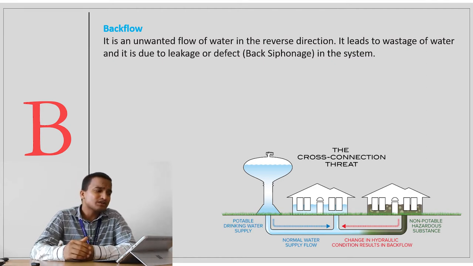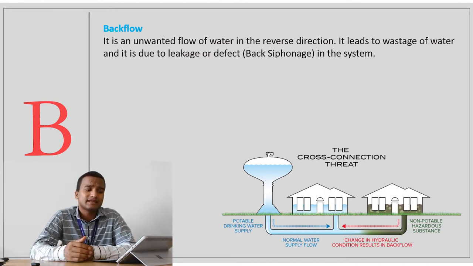And backflow is the unwanted flow of water in the reverse direction, and it leads to wastage of water due to leakage or some defect, which is also possible due to back siphonage. Siphonage is against the pressure difference, and this can lead to many accidents. In fact, the waste of the water, pollution of water, bursting of pipes, and many accidents related with that.